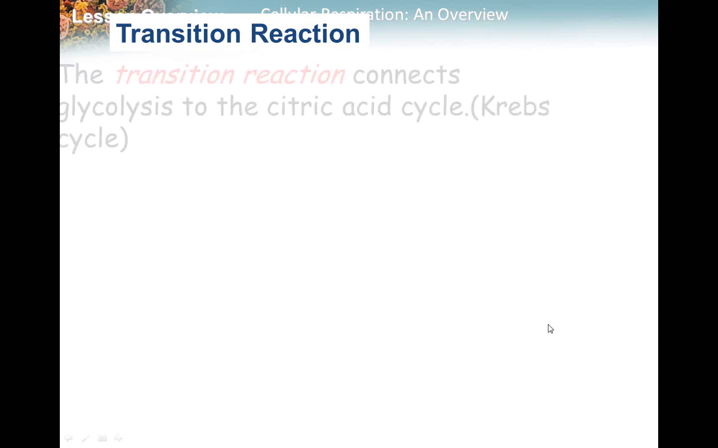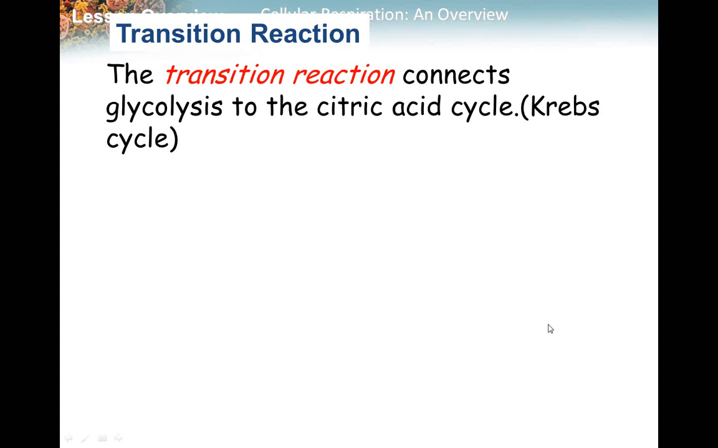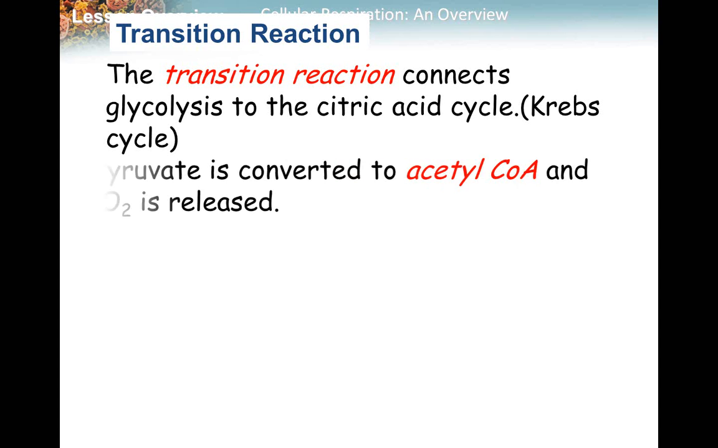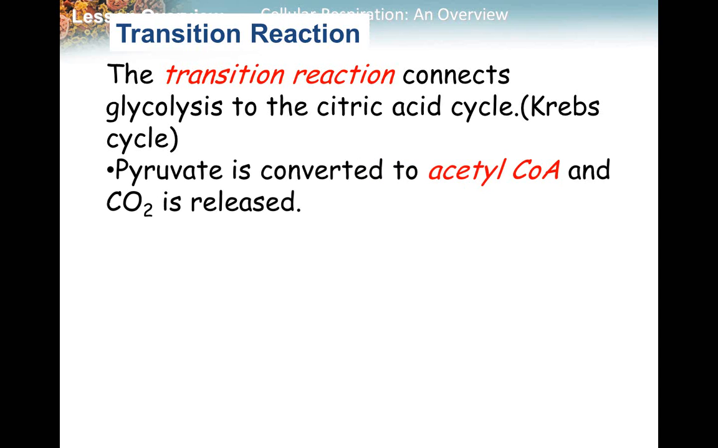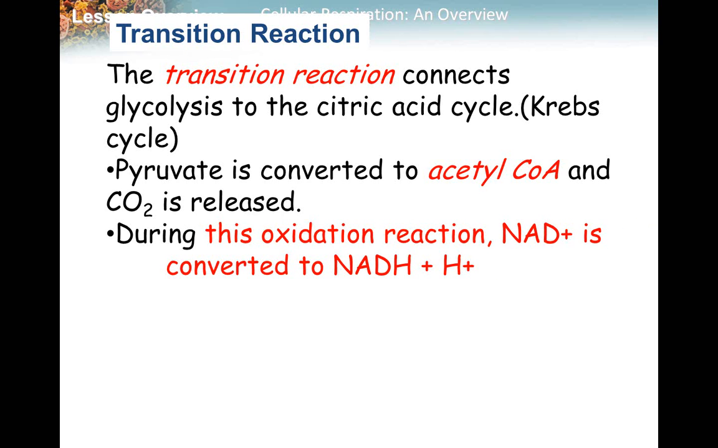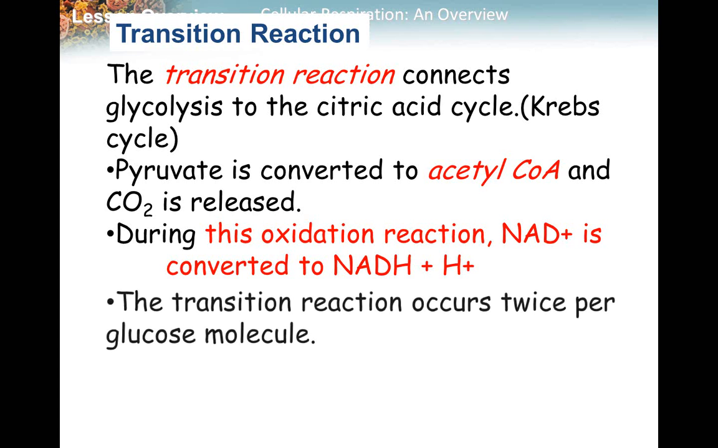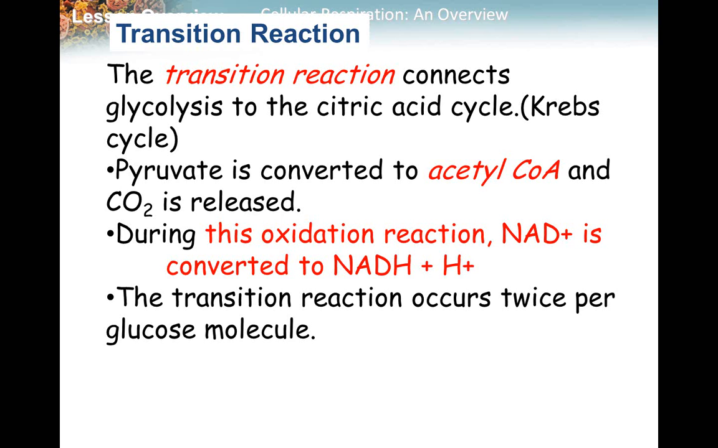So, once again, this transition reaction connects glycolysis to the Krebs cycle, otherwise known as the citric acid cycle. Pyruvate is changed into acetyl-CoA, and carbon dioxide is released. During this oxidation reaction, NAD+ is converted into NADH plus some hydrogen. This reaction happens twice per glucose molecule.